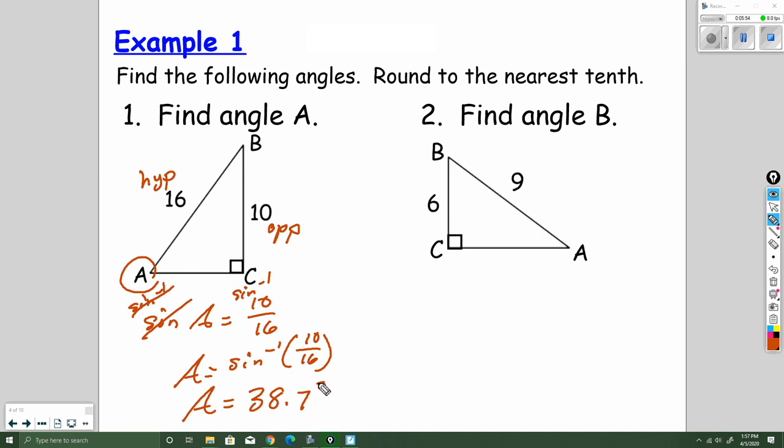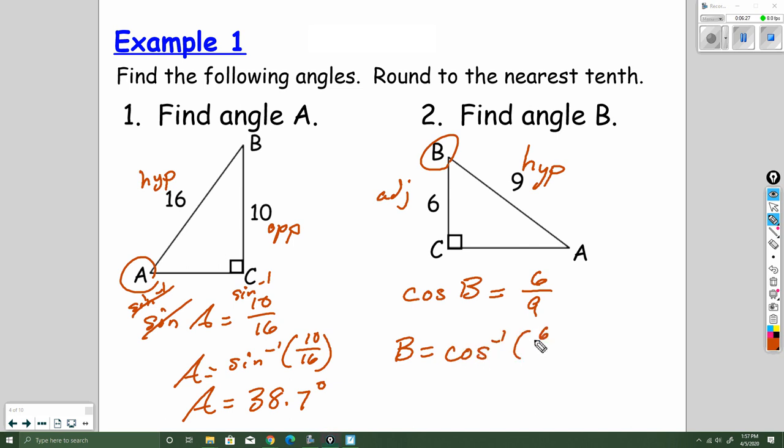If we take a look at the second one, now we're finding angle B. Now with respect to B, obviously 9 is the hypotenuse. I always suggest the hypotenuse being the first one that you mark down. That way the adjacent side doesn't get confused. And that means 6 is the adjacent side with respect to angle B. So adjacent over hypotenuse refers to cosine. So cosine of B is 6 over 9. And then to solve for B, we're just going to do inverse cosine of 6 over 9.